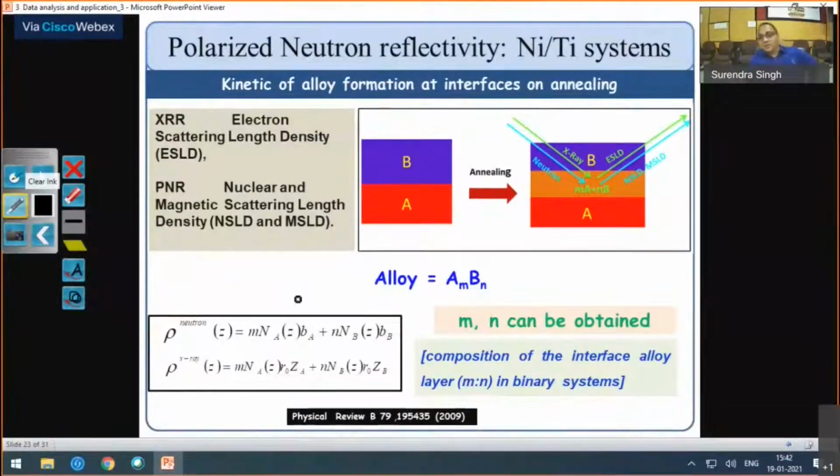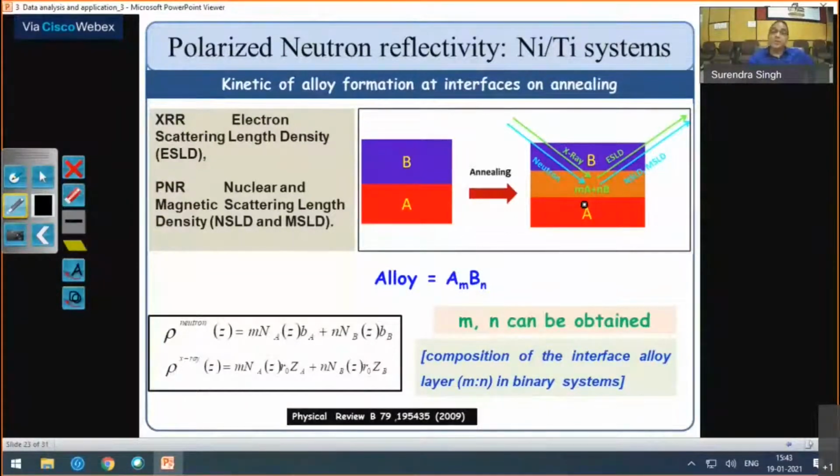Another example is the nickel titanium system, which is a structural material. When you make an alloy of this nickel titanium system, it has wide application. From X-ray reflectivity we get the electron scattering density, and from polarized neutron reflectivity we get the nuclear scattering density and magnetic scattering. If we anneal this nickel titanium multilayer, there is a possibility that at the interfaces we get an alloy of nickel titanium. Sometimes this alloy is an amorphous compound, and we don't know from XRD which crystalline phase of alloy has formed.